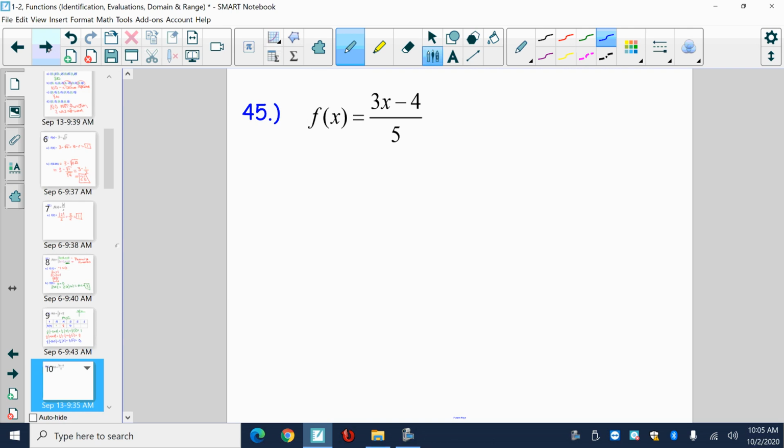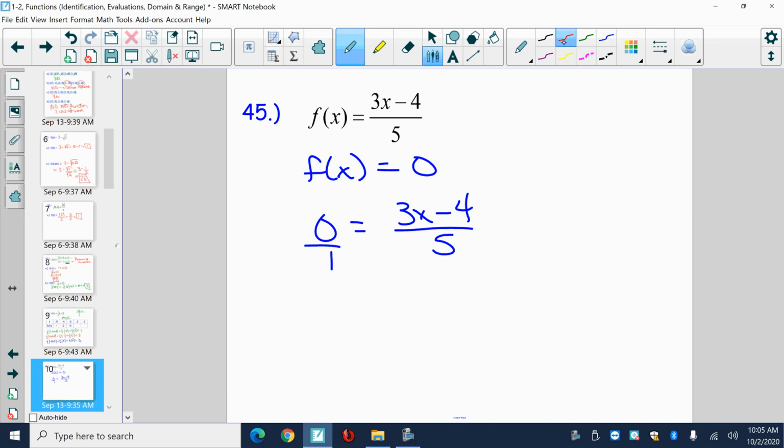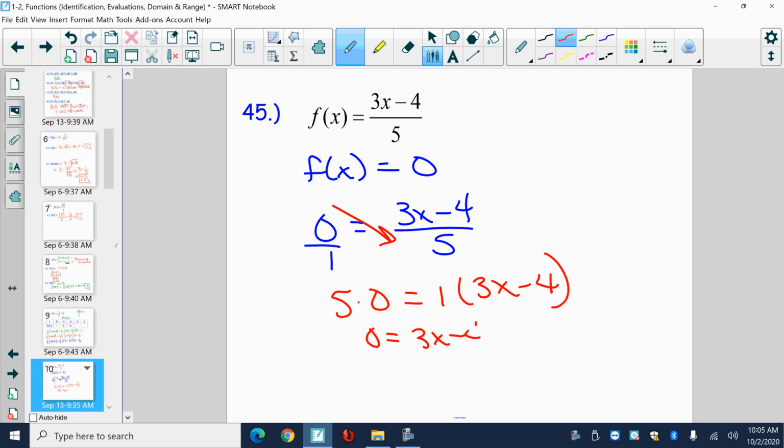45. This says find all the real values of x such that f of x equals 0. What this means is you're replacing f of x with 0. So that means 0 is equal to 3x minus 4 over 5. Put this over 1 and simply cross multiply. 0 times 5 is 0. 1 times 3x minus 4. So that's cross multiplying. So I have 0 is equal to 3x minus 4. 4 is equal to 3x. So 4/3 is equal to x.